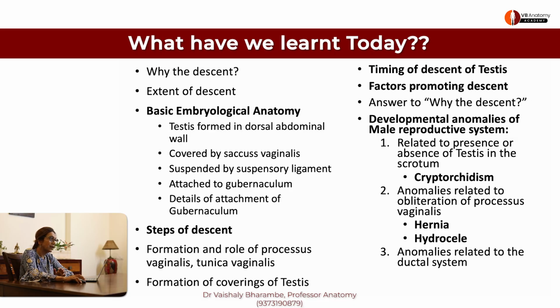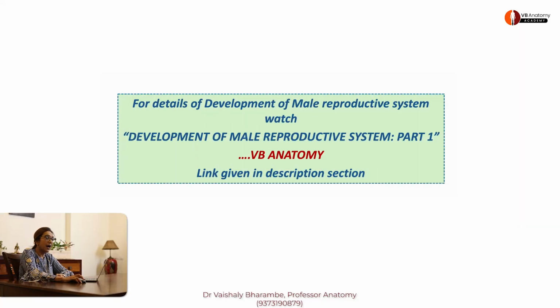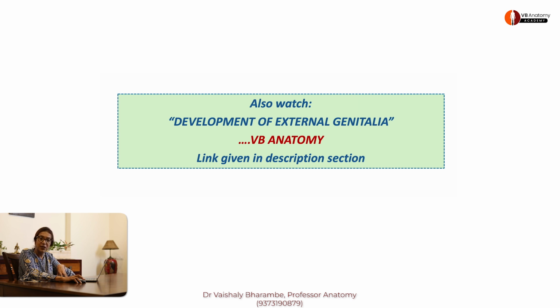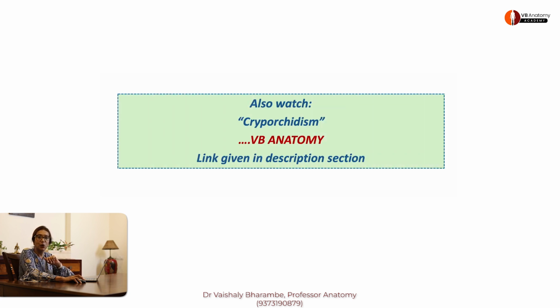So we have with this completed the development of the male reproductive system 1 and 2. I request you, if you have missed out on studying the male reproductive system part 1, to go watch it. That's the only way you're going to have a thorough knowledge of development of the male reproductive system. Also do watch the development of external genitalia, which is the next part of this series. Also watch Embryology of Hydrocele and a separate lecture on Cryptorchidism.